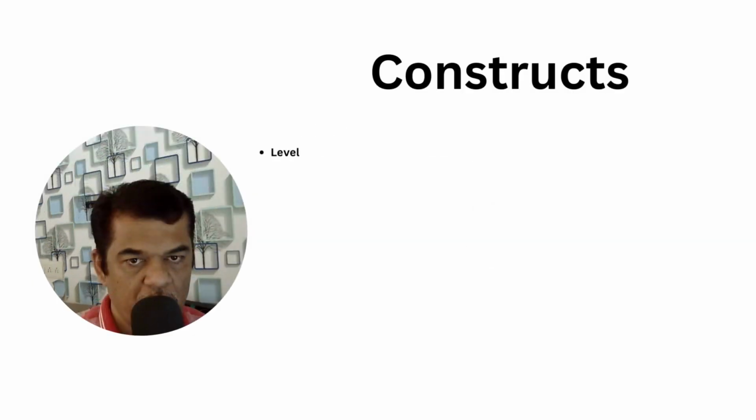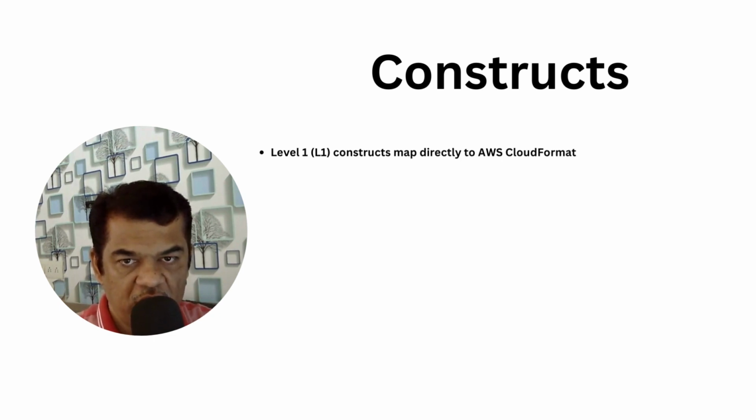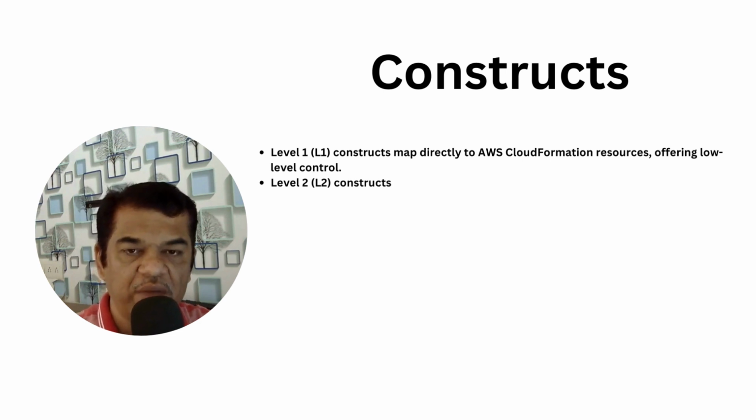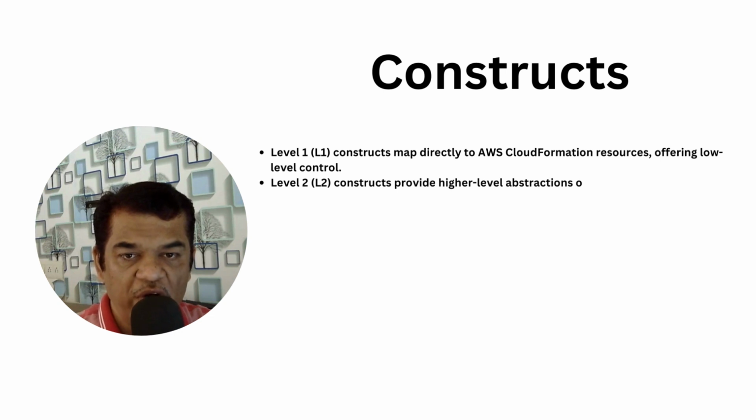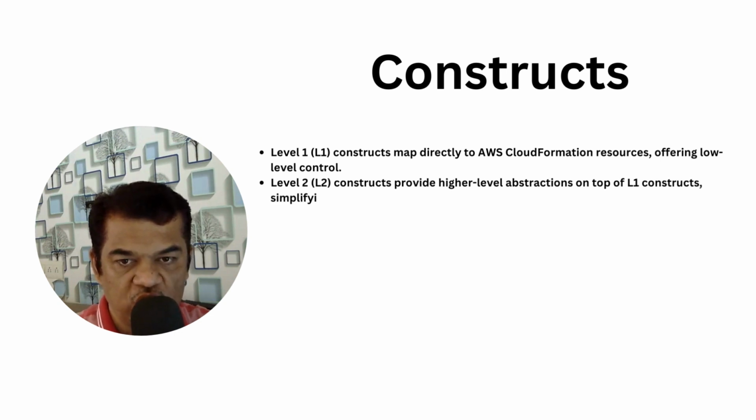infrastructure. The CDK constructs are organized into different levels: level 1, level 2, and level 3. So these are lower level. What is level 1? Level 1 is a lower level construct directly mapped to the AWS CloudFormation resources. They provide one-to-one mapping and expose the raw properties and options of AWS resources.